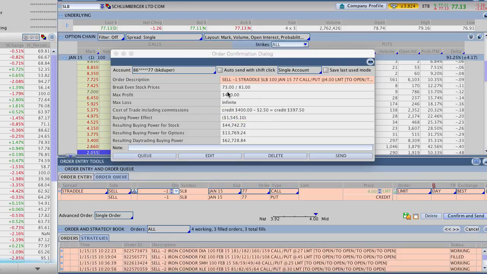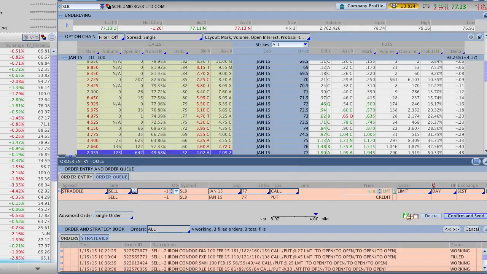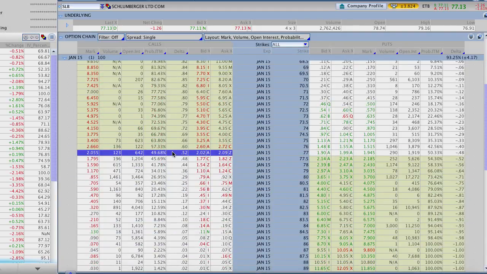Now, as you can see, that $4 credit moves us about $4 outside of the expected range. So that $4 credit that we have here moves us about $4 on either end. So our new break-even prices are 73 and 81, which really kind of gets us just outside of that range on either side. And so that's really the point of the straddle, is that it's a lot more capital intensive to do this position, but you take in a bigger credit. So if the stock doesn't move and has a big drop in implied volatility, you have a much, much bigger profit potential.